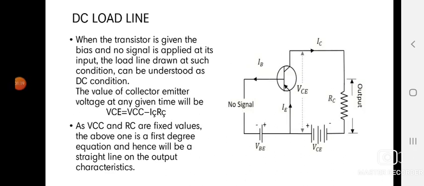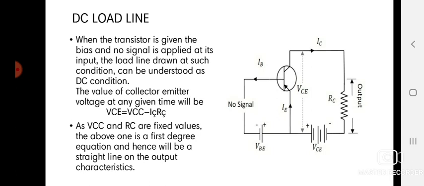And then we go for the DC load line. When the transistor is given the bias and no signal is applied to its input, the load line drawn under such a condition can be understood as the DC load line. The value of the collector emitter voltage VCE at any given time is found by subtracting the voltage drop from the input voltage.